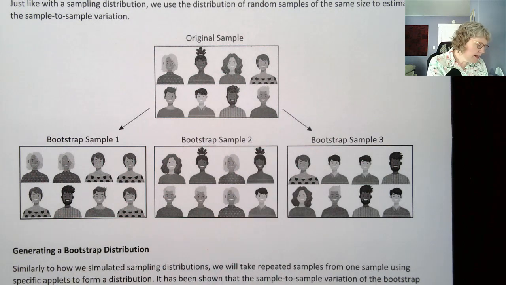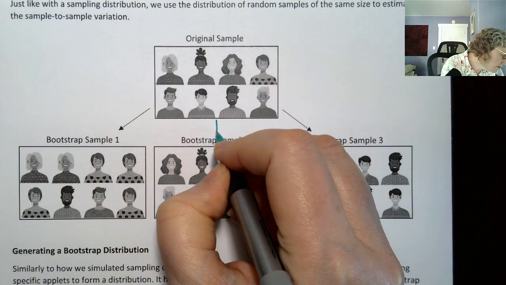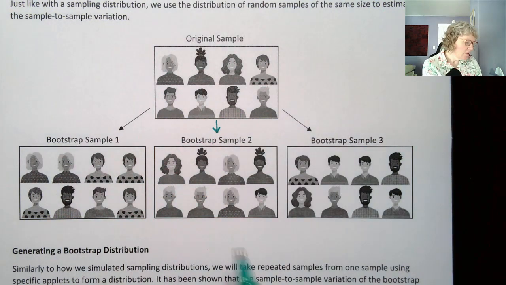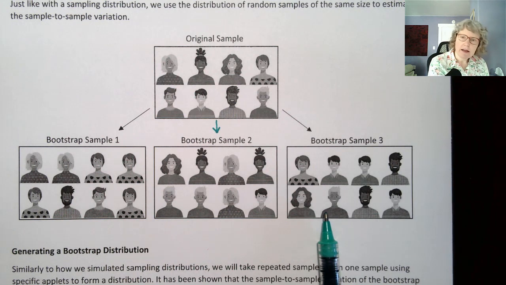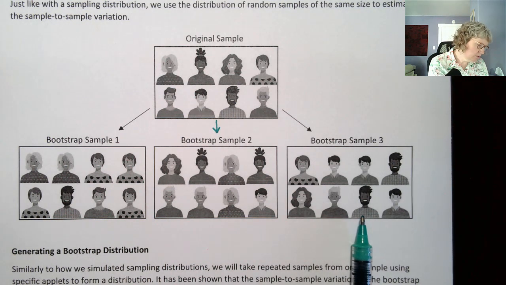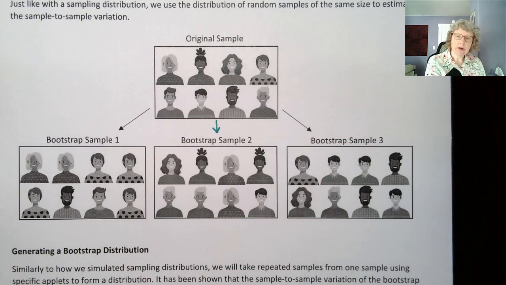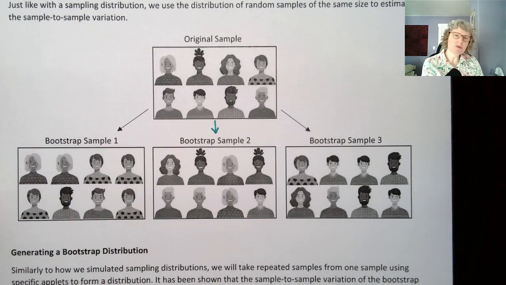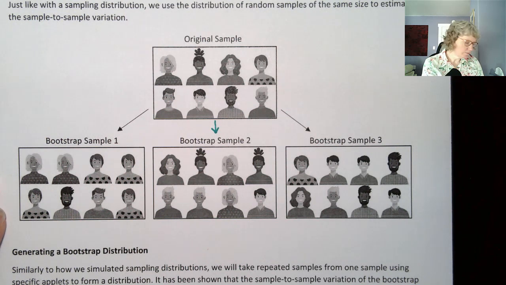Now I did that again. Oops, something happened to my middle arrow here. Did that again, and you can see we got a different combination, and people can be repeated because that's with replacement. Their name goes back in the hat, and then they can be pulled out again. And then again, another same idea, but a different sample for Bootstrap sample 3. So these are called Bootstrap samples, okay?